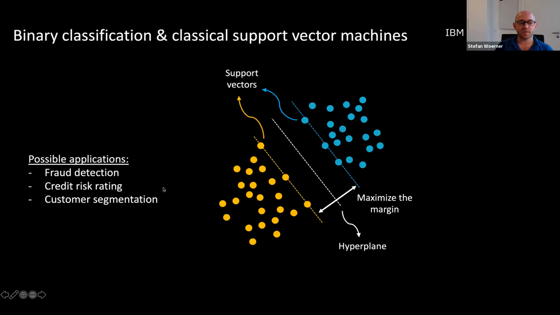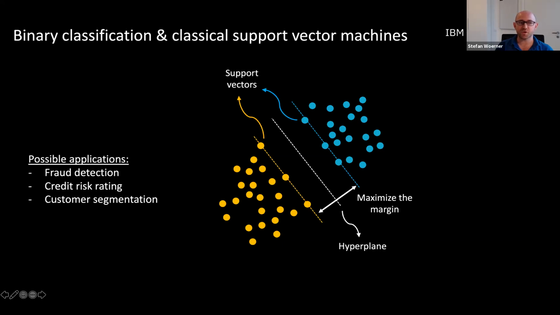And most of this section is focused on binary classification. So the problem that we are looking at is that given a labeled data set, we want to train a classifier such that given a new data point, we can easily decide whether it's in the one class or in the other class. So in this example, whether it's orange or blue. If we have a classifier that can do this reliably, then there are plenty of applications. And here I listed a few relevant to the financial service sector, like fraud detection, credit risk rating, or customer segmentation.